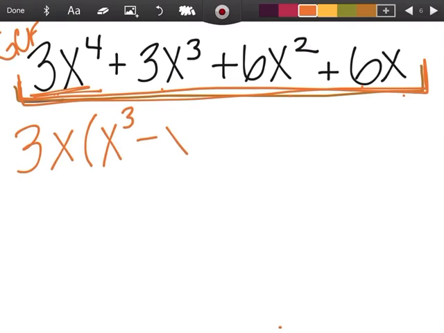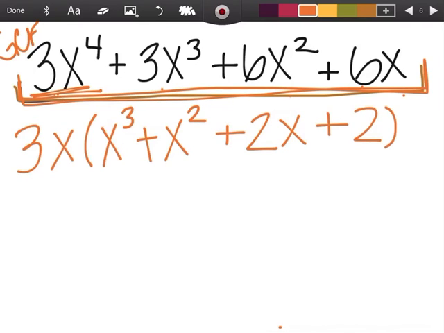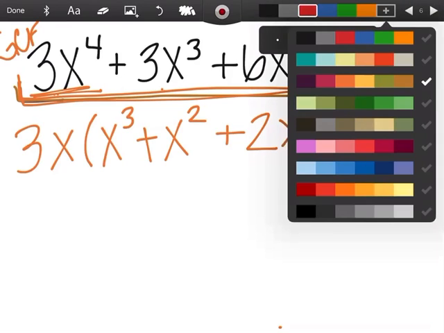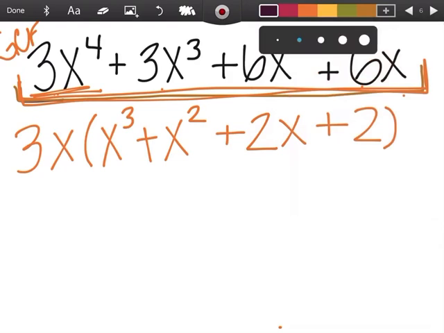The degree goes down by 1, plus x squared. And then 6 divided by 3 is 2. X squared divided by x is x. And 6x divided by 3x is plus 2. So I can start by factoring out that term first.